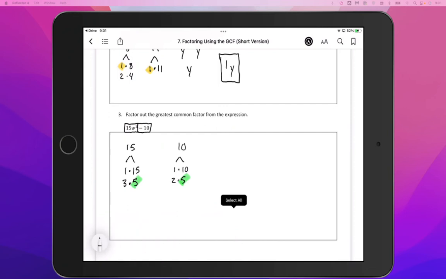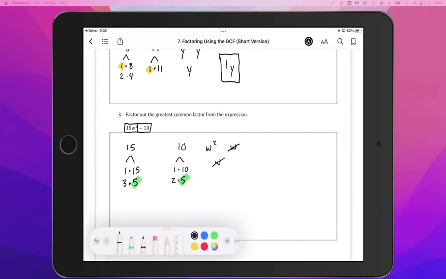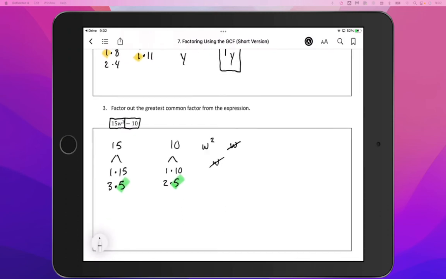And then from the variable section, we can see that we have a w squared, and we have no w's on the other one, on the 10. So the 15 has a w squared, but the 10 does not have any w's at all. So that means that we can take out no w's, because both terms, the 15w squared and the negative 10, don't have at least one w. And so all we can do is divide by the 5 to factor this expression. And so what we would do is say, okay, we know we can take a 5 out, or divide a 5 out.